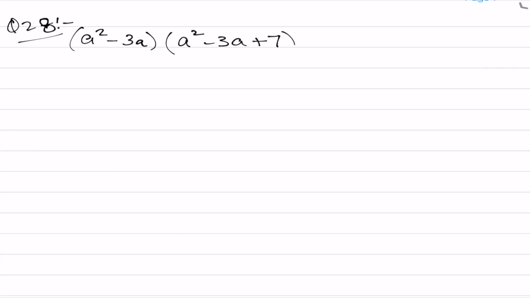Now see, the next question is question number 28. a square minus 3a into a square minus 3a plus 7 plus 10. Now children, you can see the similar type of questions they have molded in a different way. So this question is also the same as the previous question that we have done just now. You can see here a square minus 3a is the same. So what we will do, we will put a square minus 3a equals x. Okay, now put it in the equation.